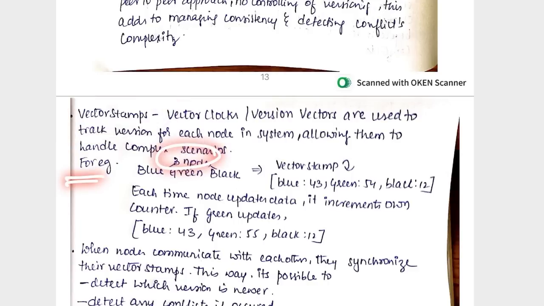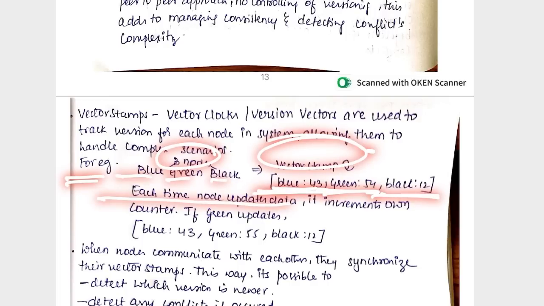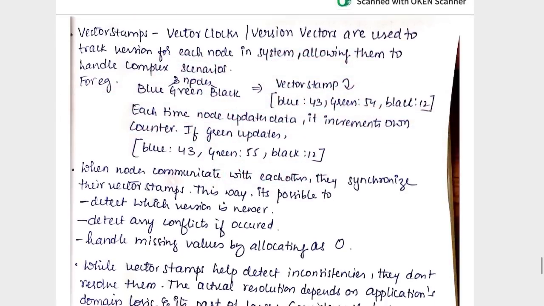For example, there are three nodes, blue, green, and black, and the version stamps have been specified. Blue is 43, green is 54, and black is 12. Each time a node is updated, it increments its own counter. For example, if green is updated from 54, it will become 55. Now when nodes communicate with each other, they synchronize their version stamps. These nodes are checking which is the latest data, and thereby they select this version stamp.